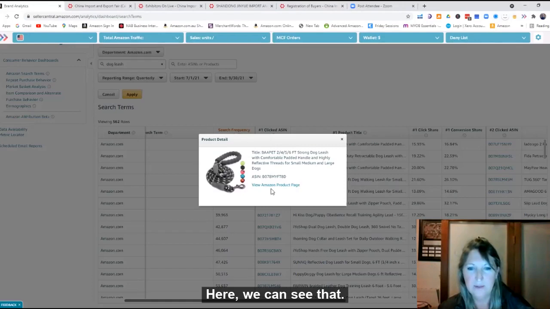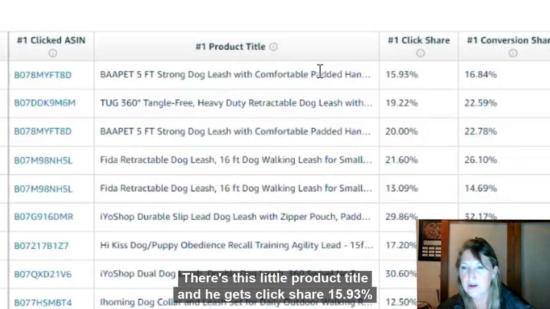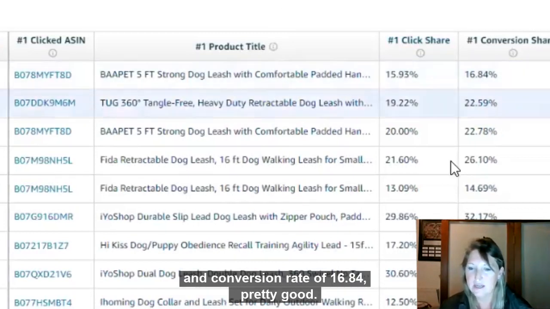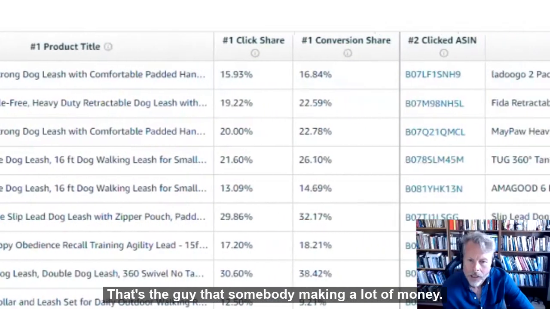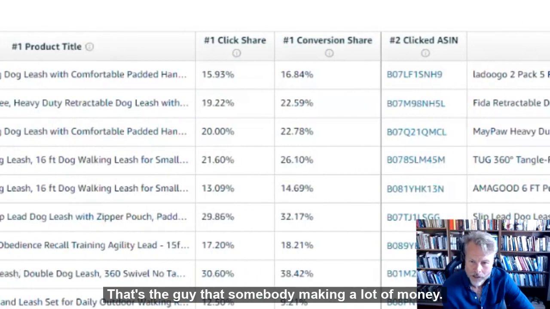Here, we can see that there's his little product title, and he gets click share 15.93% and conversion rate of 16.84. Pretty good. That's somebody making a lot of money.